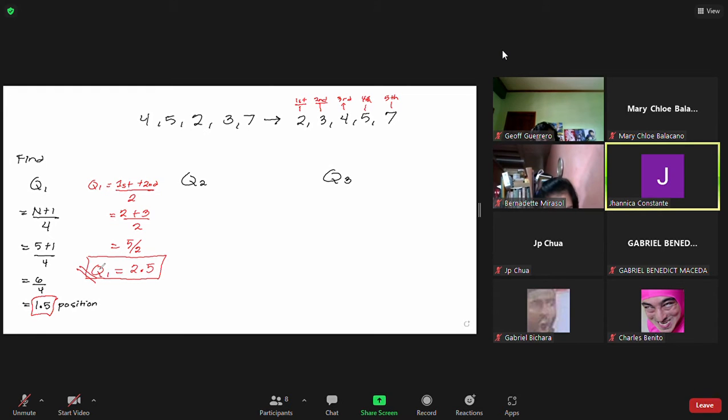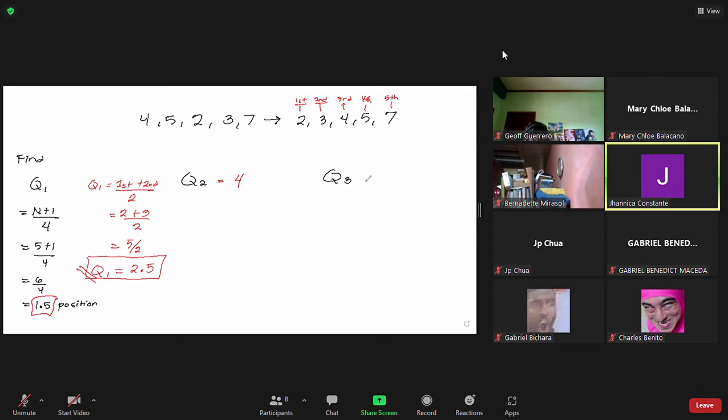Quartile 2, without solving, we can already identify which one is our quartile 2 by just looking at which number is in the middle. By looking at our set of data, the number that is in the middle position is 4. So our quartile 2 is 4, which is in the third position of our data.